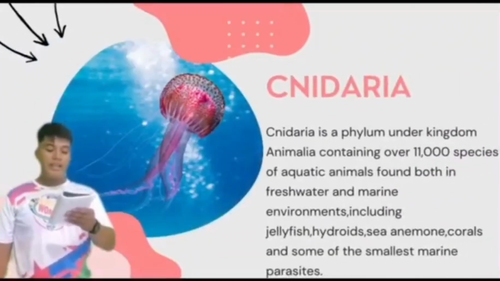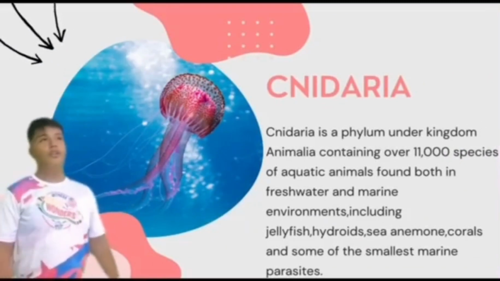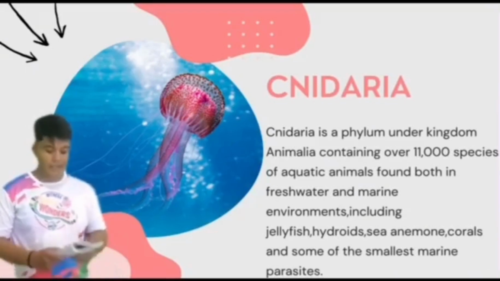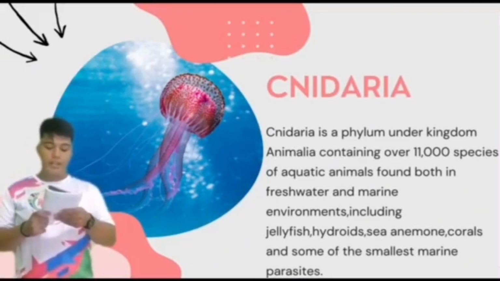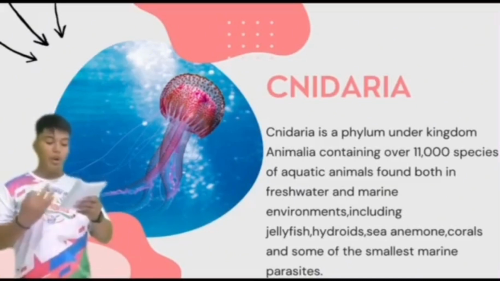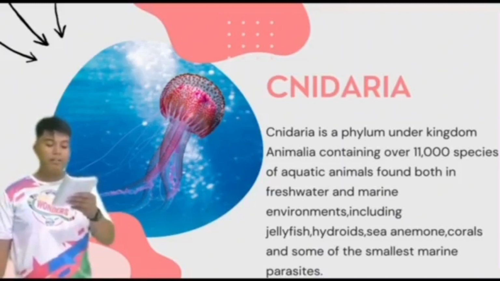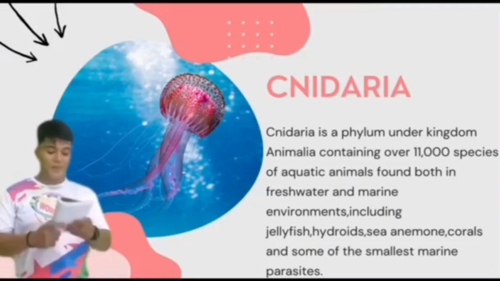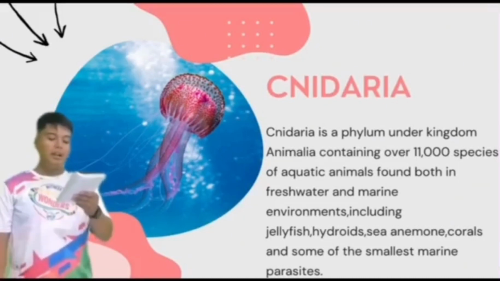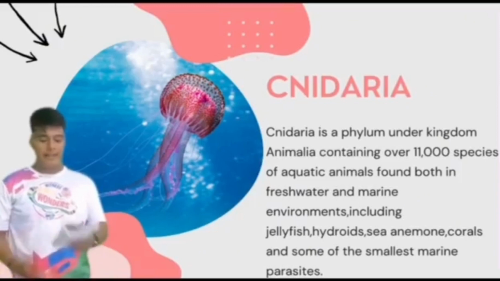So next is Cnidaria. It is a phylum under kingdom Animalia containing over 11,000 species of aquatic animals found in both freshwater and marine environments. Examples of that are jellyfish, hydroids, sea anemones, corals, and some of the smallest marine parasites. Cnidaria is from the Greek root word cnid, meaning nettle, a stinging gland.